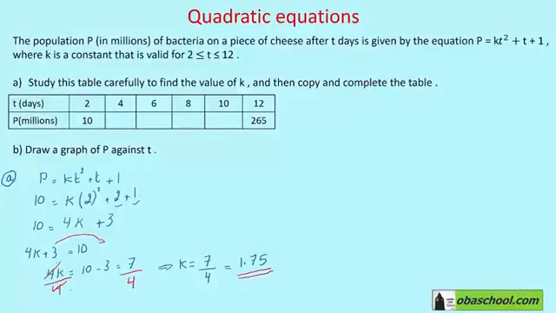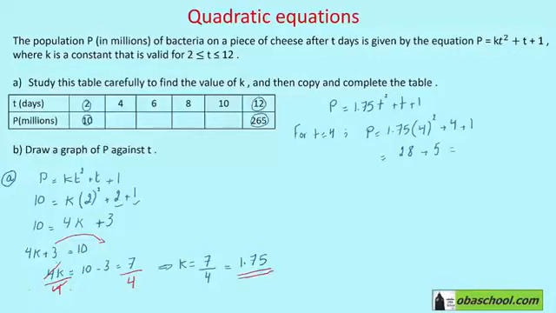In this video, we will continue with solving the exercise that we have started with in the previous tutorials. Now, we have reached a point where we know the value of k, which is 1.75. So the equation is going to be p is equal to 1.75 t squared plus t plus 1. Now, for t is equal to 4, p is equal to 1.75 into 4 squared plus 4 plus 1. And that would be 28 plus 5, which is 33. So when we have 4 days, the amount of bacteria would be 33 million.